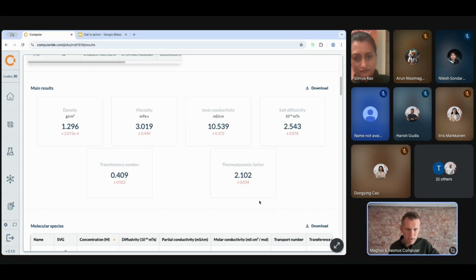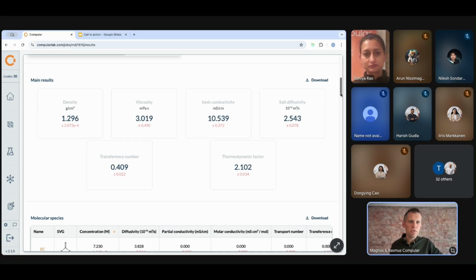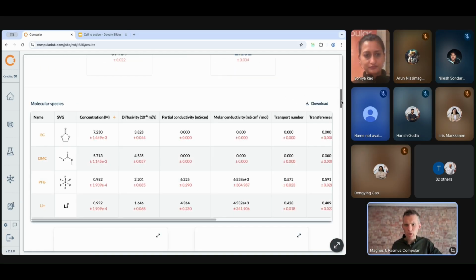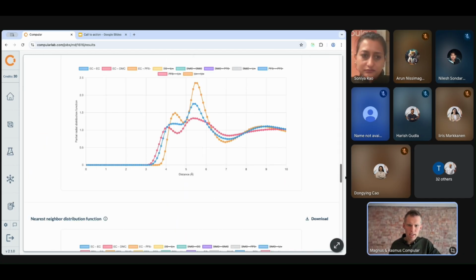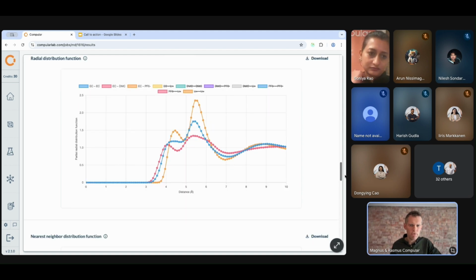In particular you see these 4 transport properties that together specify the electrolyte completely in terms of the ion transport. So you can of course download this and put it into your P2D model, for example. And then you can go into a lot of detail. You can see self-diffusivities, for example, for the different components of the electrolyte and a lot of other properties. You can see things like radial distribution functions if you're curious about that.